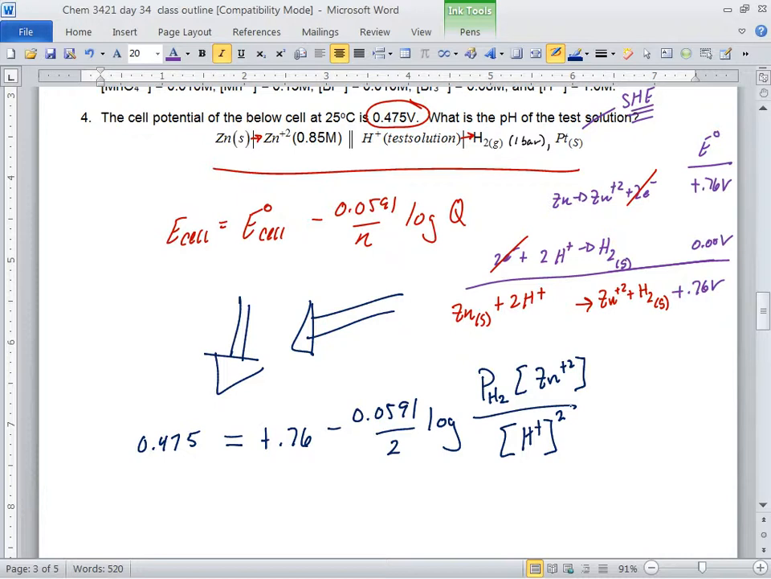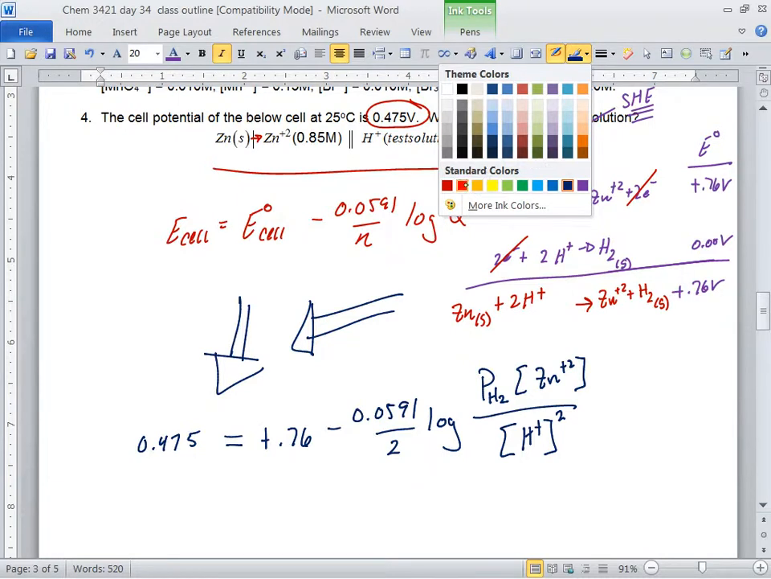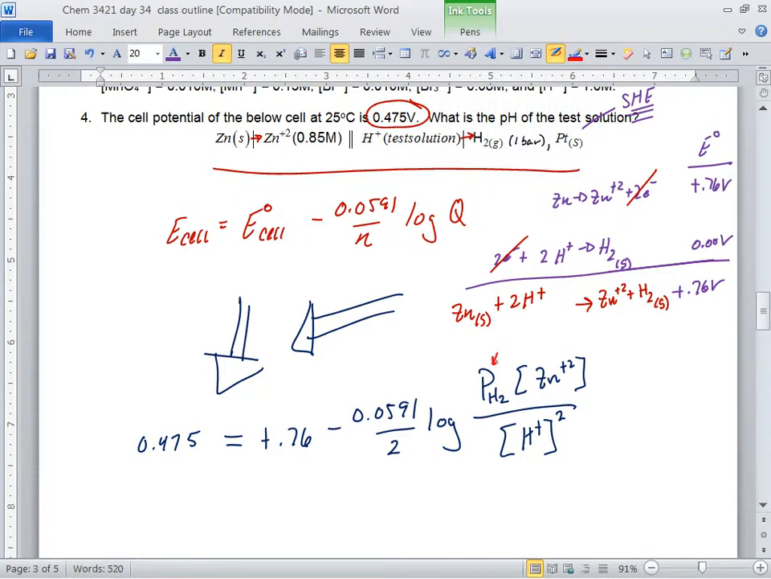Andy said to solve for the hydrogen ion. So we just have to put in numbers for the zinc and the hydrogen pressure. Hydrogen is 1 bar. Zinc is 0.85 molar. Solve for hydrogen ion. Take the log of it, technically the negative log of it, and you should get an answer.